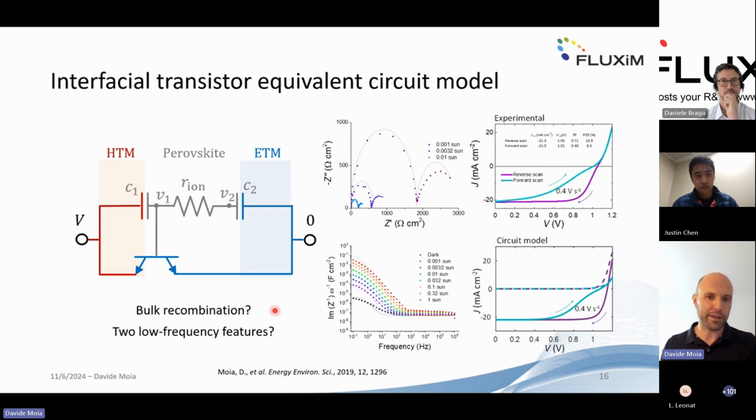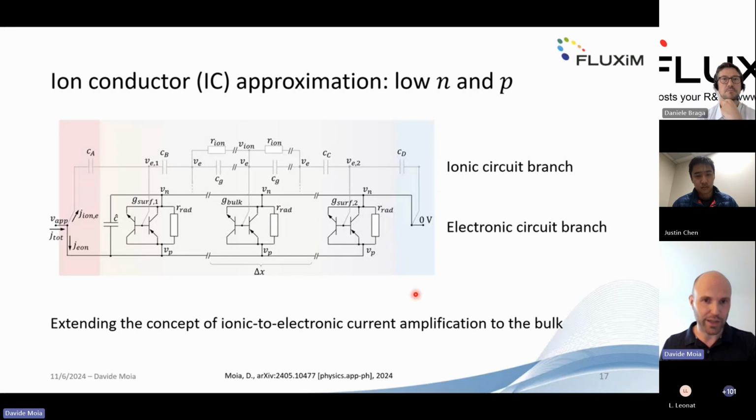Well, the first point can be relatively easily addressed. We can simply extend the ionic branch to a one-dimensional transmission line approach so that we can define the electrostatic potential at each point, which will drive the recombination at each point.